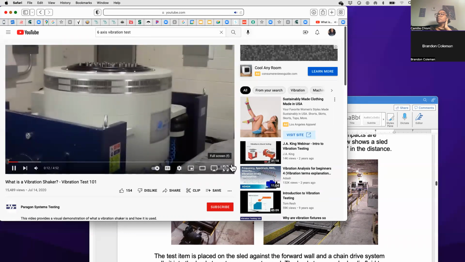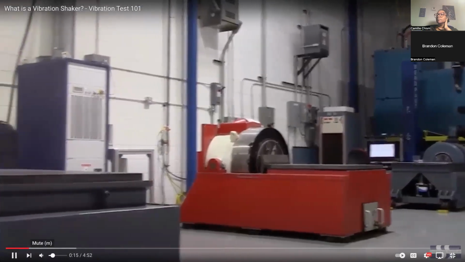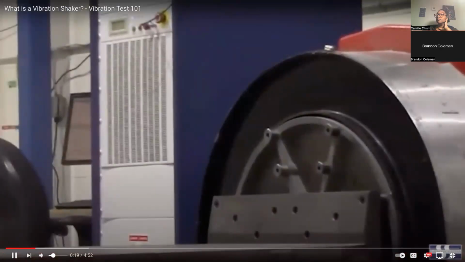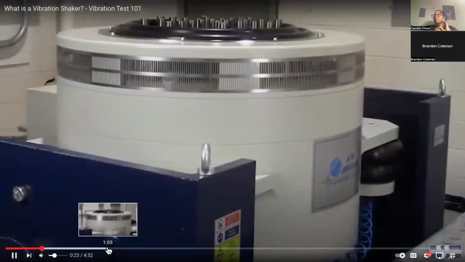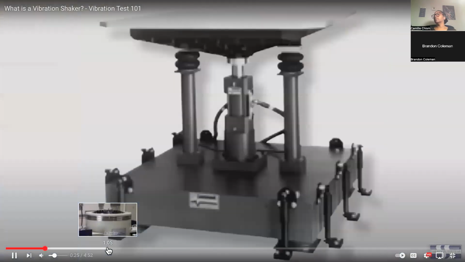In order to vibration test your sample or device, we require a source of vibratory energy. Vibration labs use two principal types of machines to provide this energy: electrodynamic or electrohydraulic shakers.